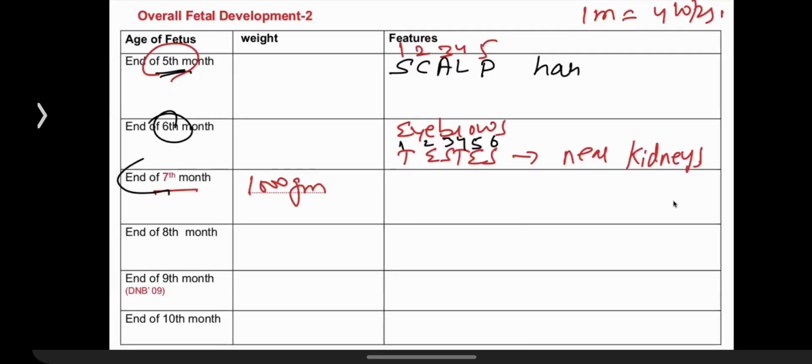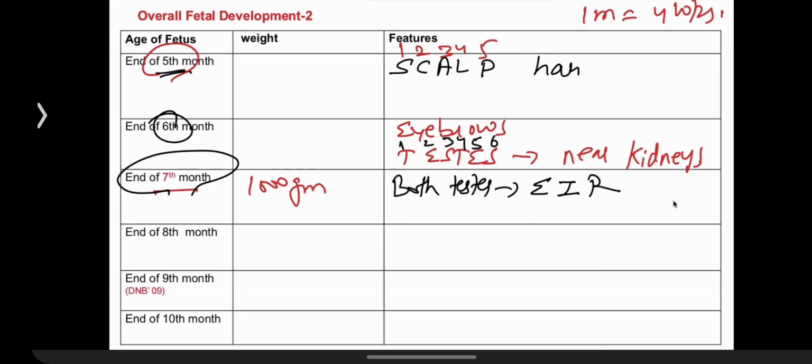And at the end of 7 months, this is the age of viability, very important age. So here what happens is, at 6 months testes appear near the kidney. At 7 months both testes go near the external inguinal ring.